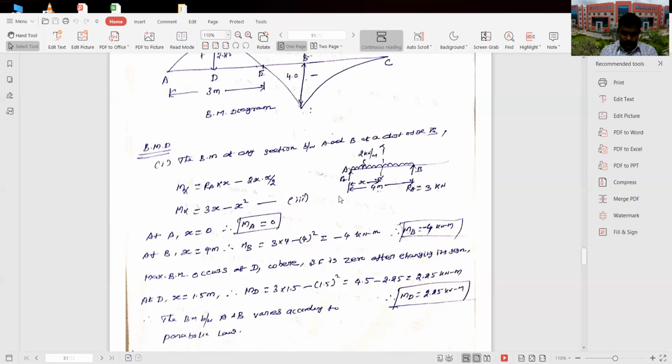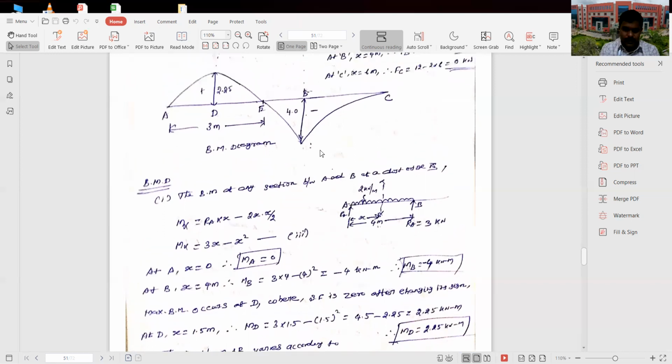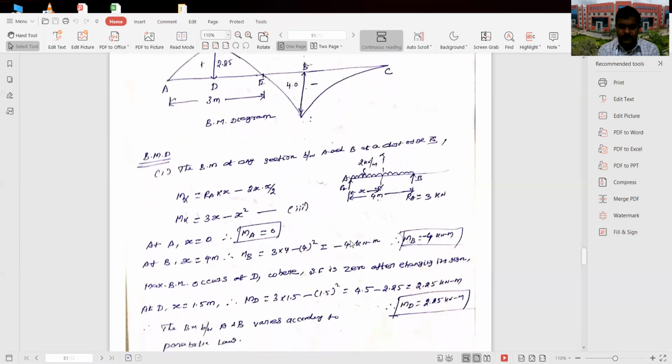So at A, the bending moment value, you can see here, is 0. At B, the bending moment value is minus 4 kilonewton meter, right?